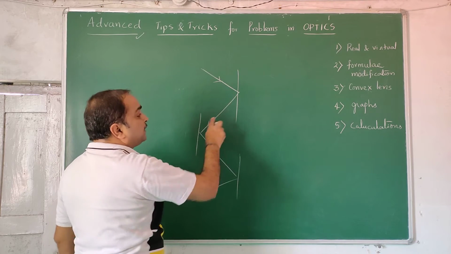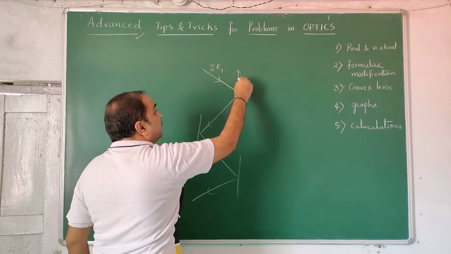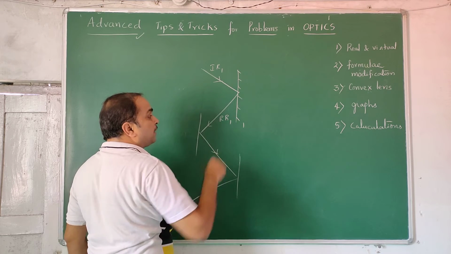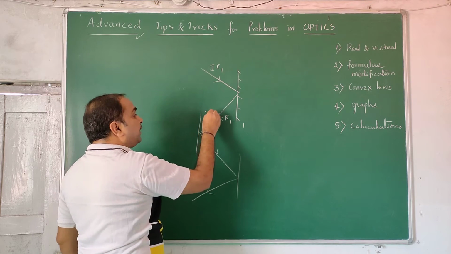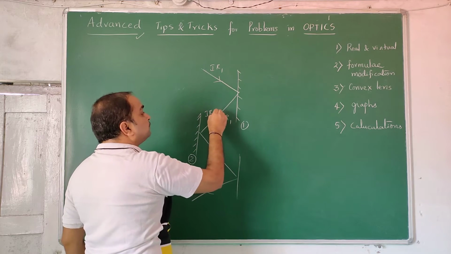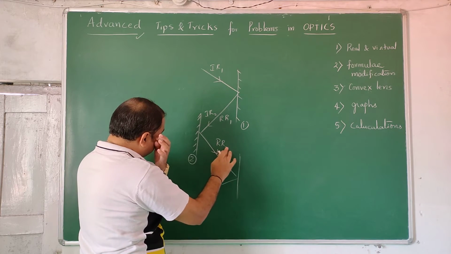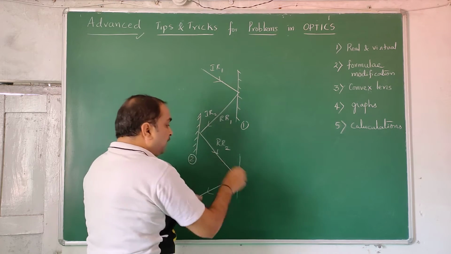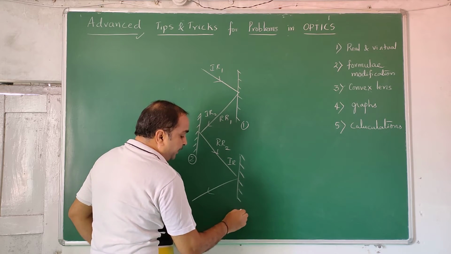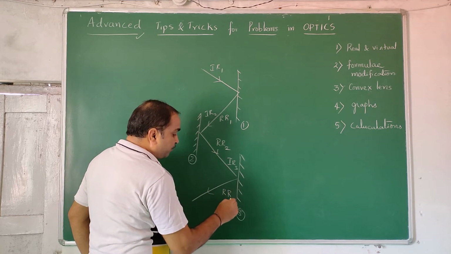So, what is this? Is it an incident ray or a reflected ray? This is incident ray 1 for mirror 1. This becomes the reflected ray for mirror 1. This becomes the incident ray for mirror 2. This becomes the reflected ray for mirror 2. They become the incident ray for mirror 3. This becomes the reflected ray for mirror 3.